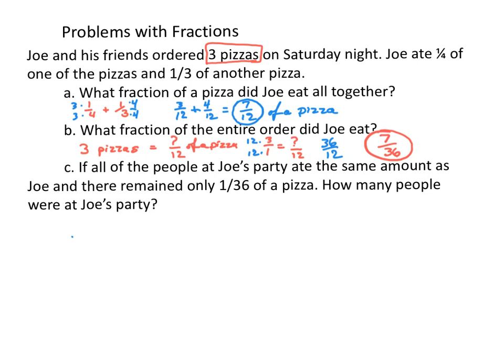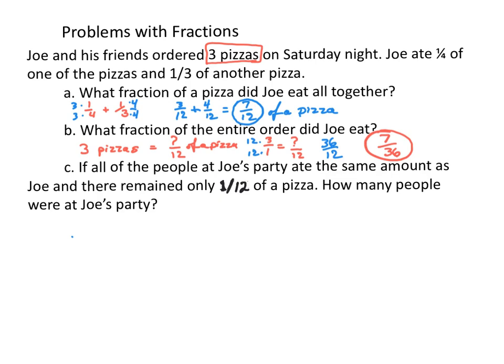So you have to be careful when you're talking about fractions. Fraction of what? Are we talking about the fraction of the pizza or the fraction of the order? Because those are different things. 7 twelfths of the pizza is 7/36 of the whole order. But those are different amounts.